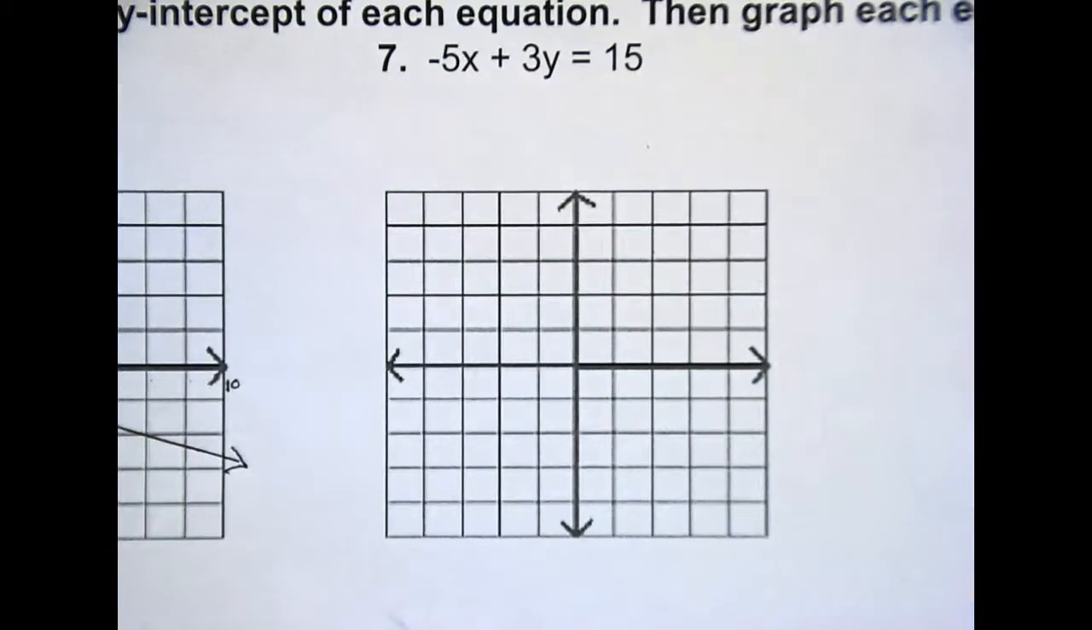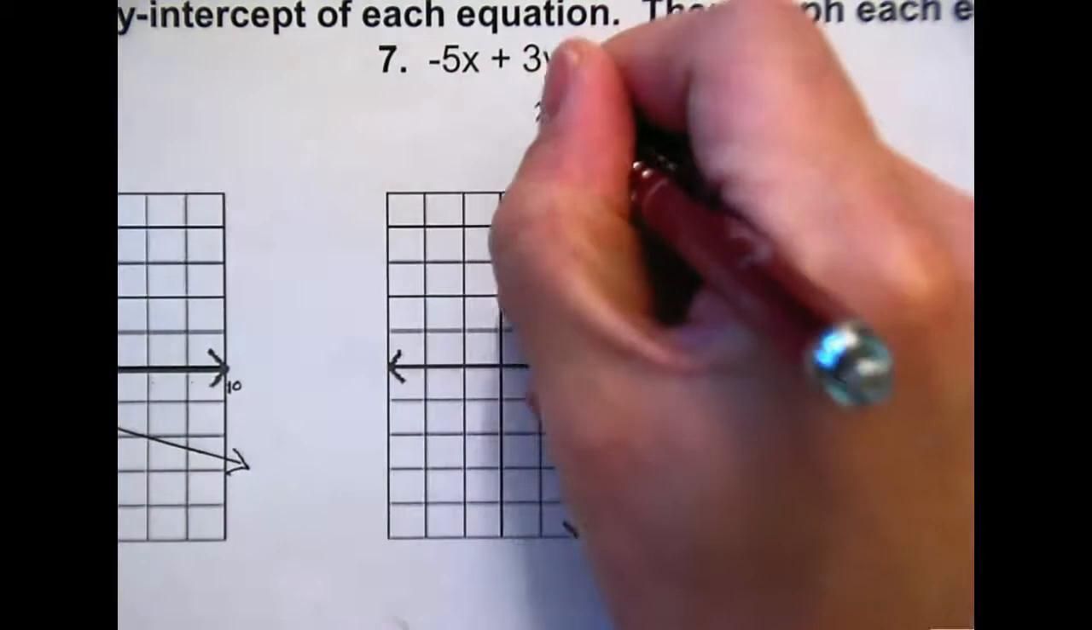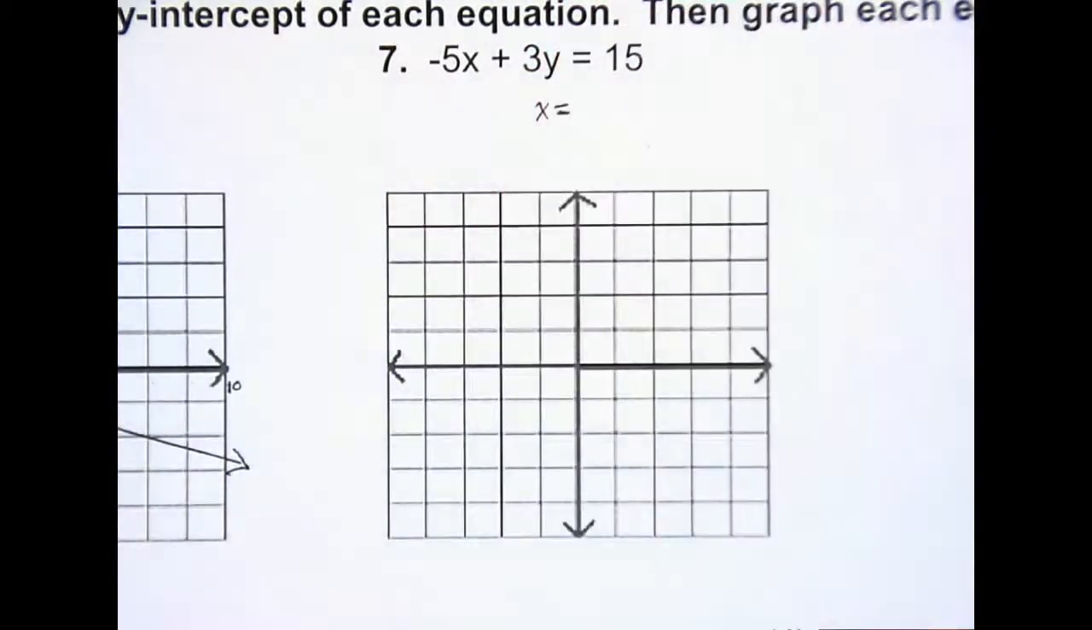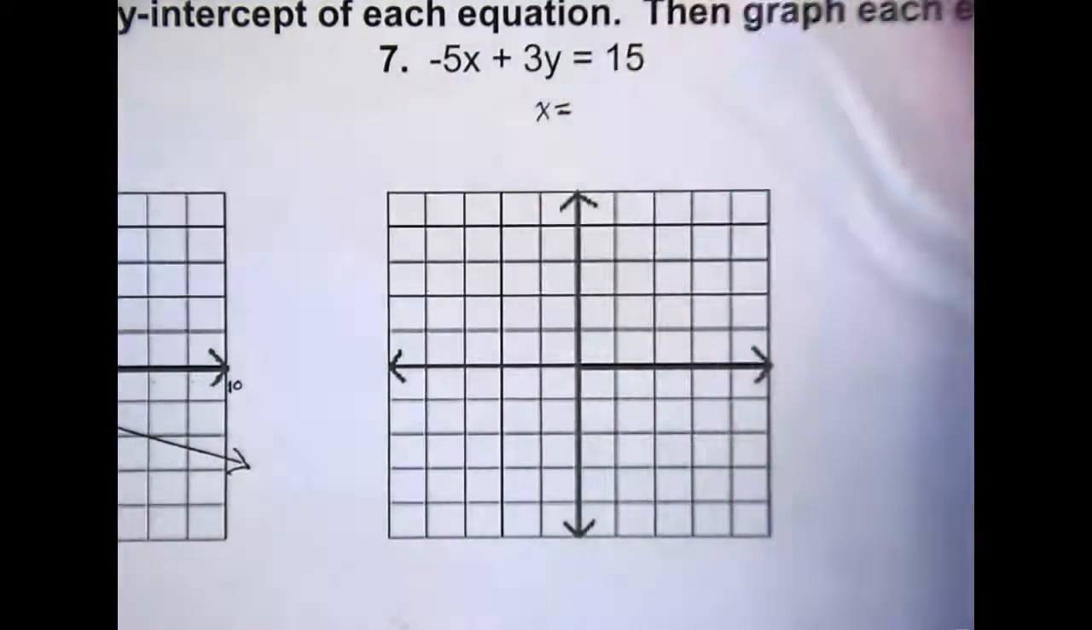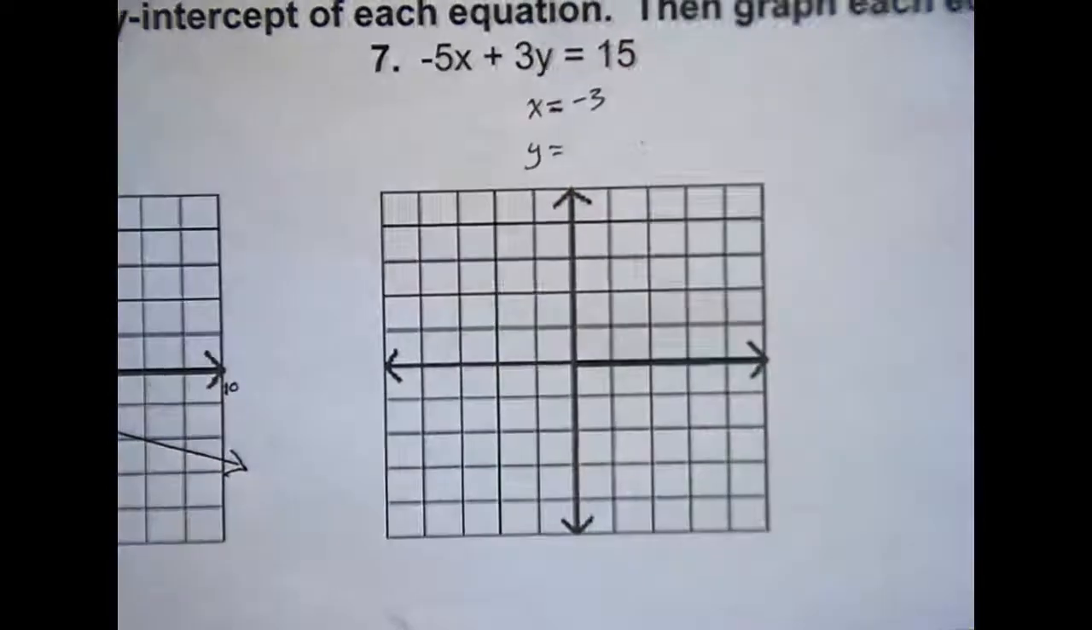Okay. I know, fine. Number 7. Give it a go. Try number 7 there. All right, Toki. What's my x-intercept? 3. Let's check it out. Almost. -3. Good. Yep. All right, Audrey. What's the y-intercept? Yeah, it is 5. Good.